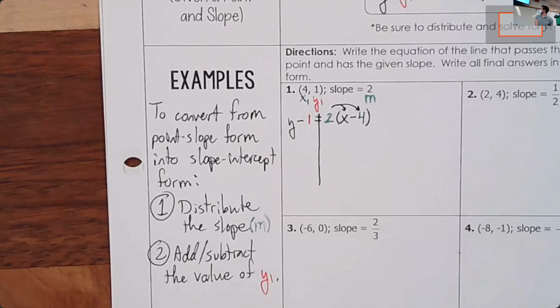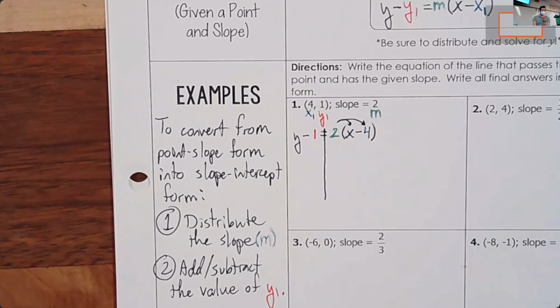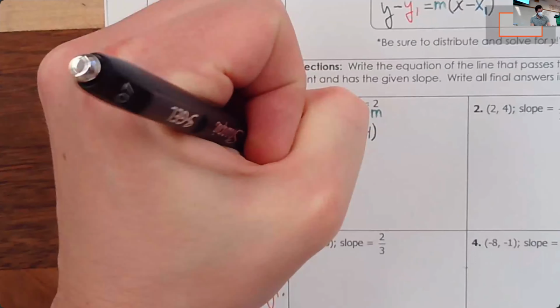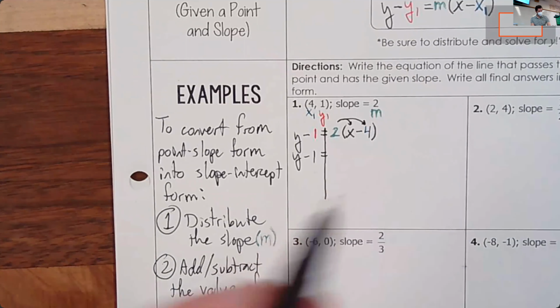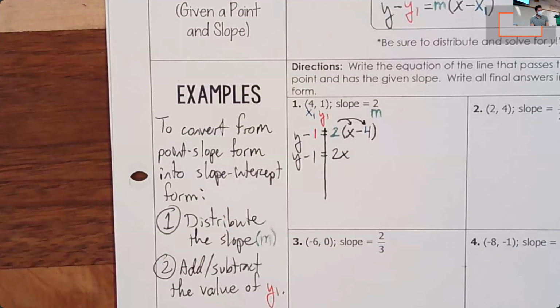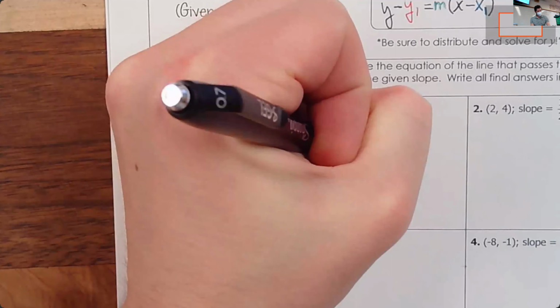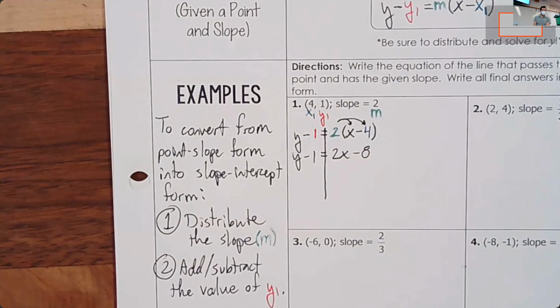Actually, I'll leave those directions up there as well. Hopefully we can all see this. Okay. So we distribute the 2. That's our first step in this particular case. Nothing happens on the left side of the equation here. So we just leave this as y minus 1. And that's going to equal, on the right-hand side, 2 times x is just 2x. And 2 times -4 is -8. So we get y minus 1 equals 2x minus 8. So there's step 1. We distributed the slope.